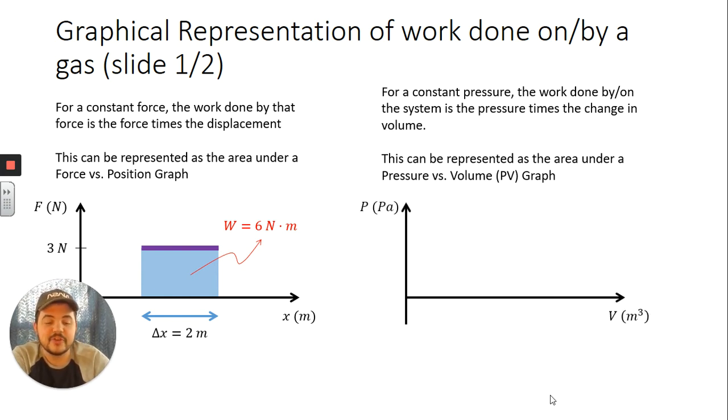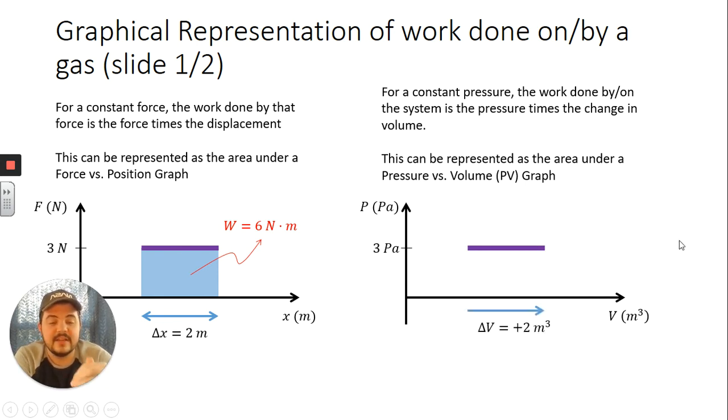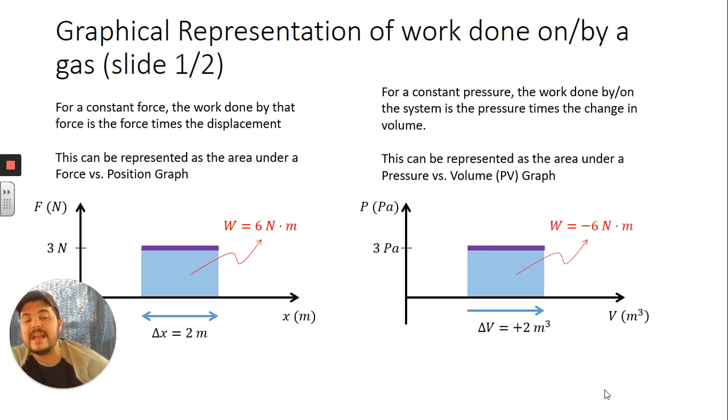So here's our graph, pressure versus volume. In the example from the previous slide, we had a constant 3 Pascal pressure, and the volume change was an increase in volume of 2 cubic meters. That's going to matter here: that is an increase in volume. And so again, to find the 6 Newton meters of work that we found before, we can find the area of that rectangle, the height of 3 pascals multiplied by the base of an increase of 2 cubic meters. I end up with a work of negative 6 Newton meters.